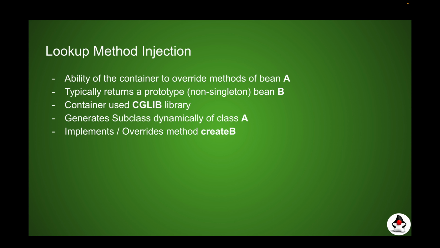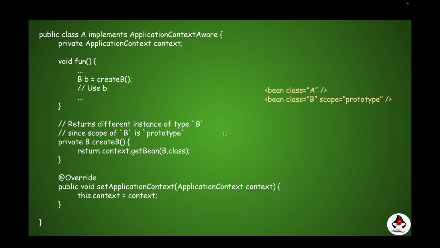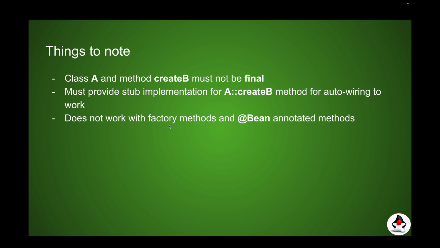It uses a library called cglib to dynamically generate a subclass of class A. If you see in the previous slide, we have a method called createB. What the container does is create a subclass of this class A at runtime, and then override this createB method. Now you might think, how does it override? We need to tell the Spring container in the bean definitions that it needs to override this createB method, and also what that method should return. That we will see soon.